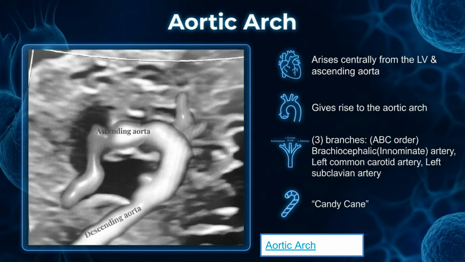The aortic arch arises centrally from the left ventricle and ascending aorta. It has 3 branches: the brachiocephalic, left common carotid, and left subclavian arteries. It is often described as resembling a, quote, candy cane.